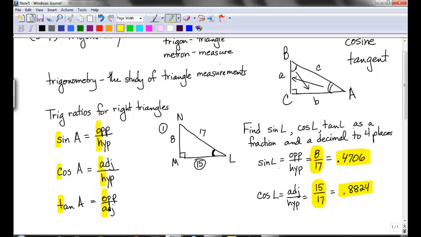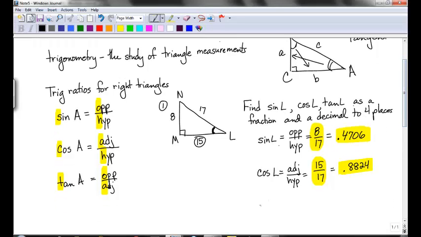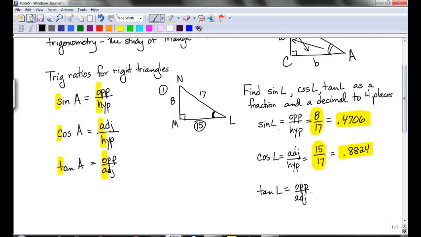Okay, then they want tangent. Tangent of L. Don't forget the angles. I get real picky if you leave out the angles. In trig, we'll use all Greek letters for the angle. Okay, and this is opposite over adjacent. Now you look at angle L. Opposite angle L is 8. Adjacent angle L is 15. 17 is not adjacent to angle L. It's the hypotenuse. Okay, so there's one answer.